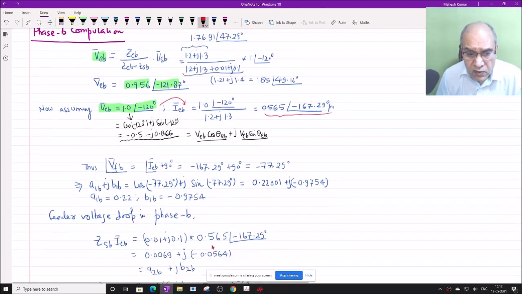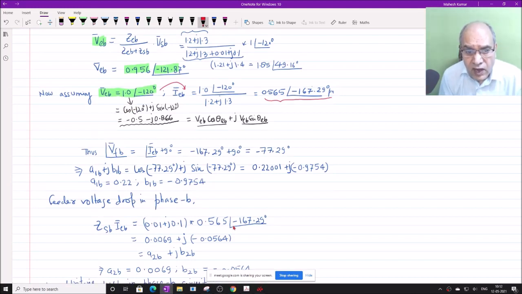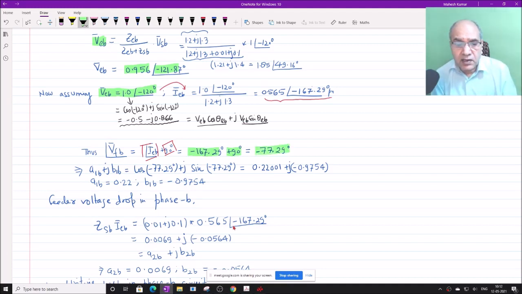The angle of VFB will be the angle of ILV here plus 90 degree. So this becomes minus 167.29 plus 90 degree, which is minus 77.29 degree. Please remember that here BLV has a phase angle 1.0 angle of minus 120 degree. This is not a reference phasor. The reference phasor was BLA. Therefore, the quadratic equation will change. We will use the equation in which the B is not a reference phasor.